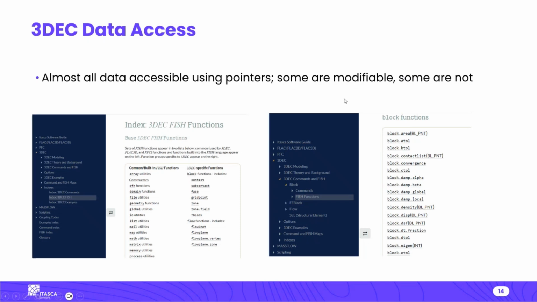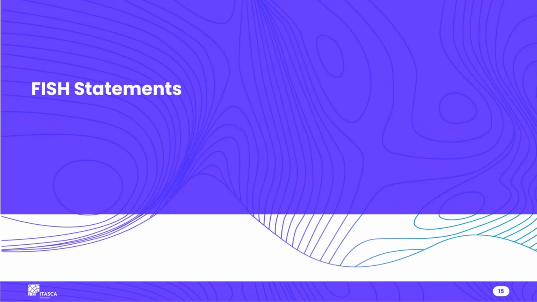Not all of them are modifiable. So for example, a grid point position, you can find out what it is using FISH, but you can't change it using FISH because it will mess up all the contacts and everything. So some of these things are read-only. Most of them are read and write. Okay, we'll talk a little bit more about how to use those functions in a minute.